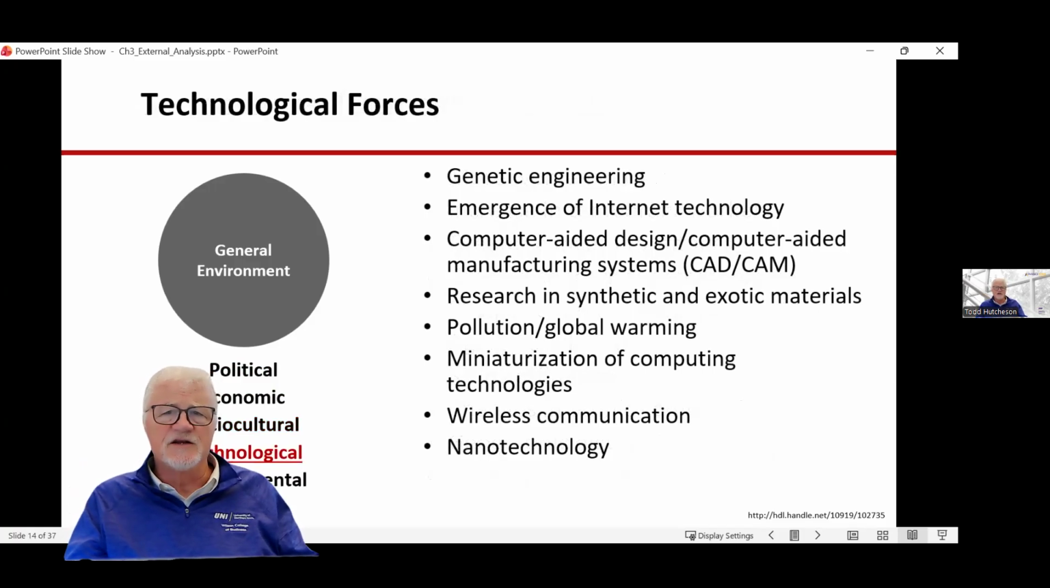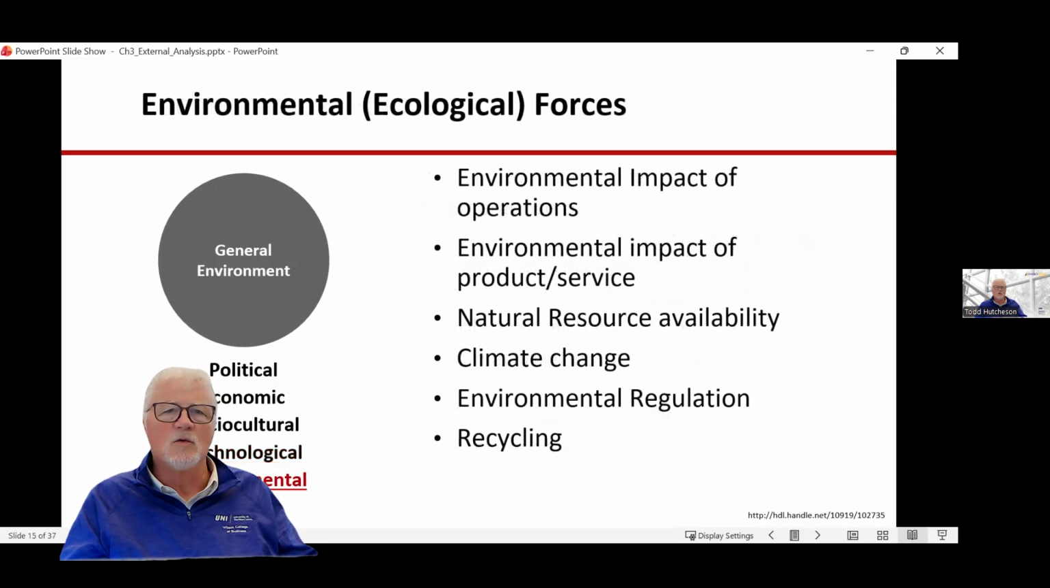Technological, genetic engineering, the internet technology. Let's add into that artificial intelligence, CAD/CAM, computer-aided design, manufacturing, maintenance, all the different things. Research in synthetic and exotic materials, pollution, global warming, miniaturization, wireless communication, nanotechnology, again, etcetera, etcetera, etcetera. All of these things, again, can impact my business, can impact my industry and my ability to work inside of that.